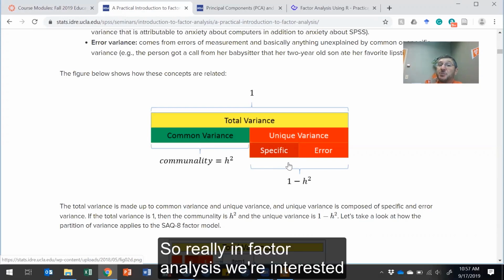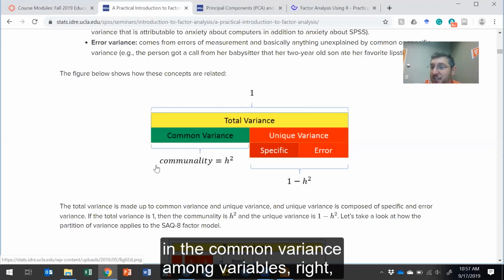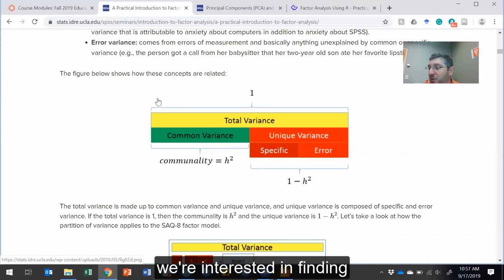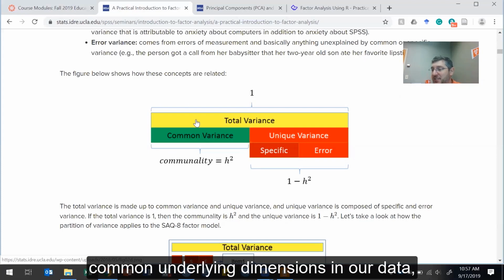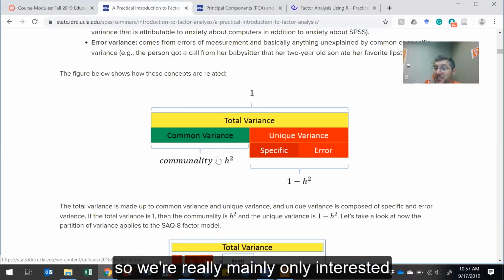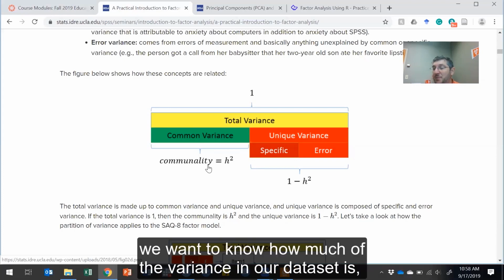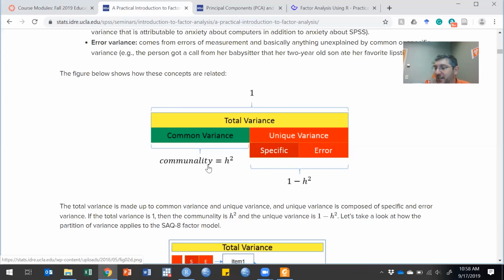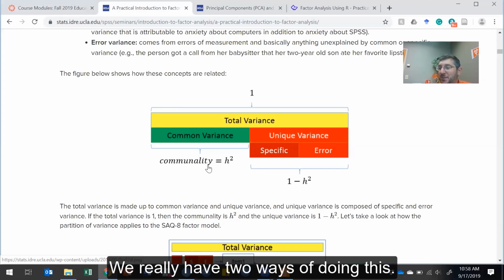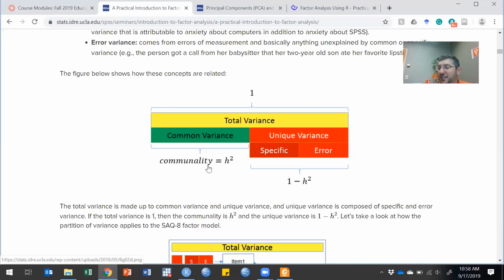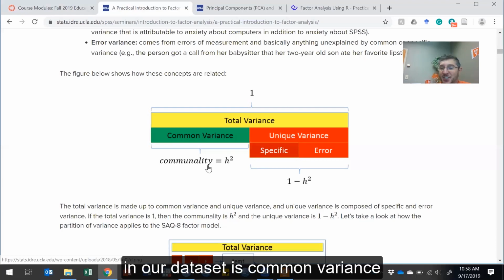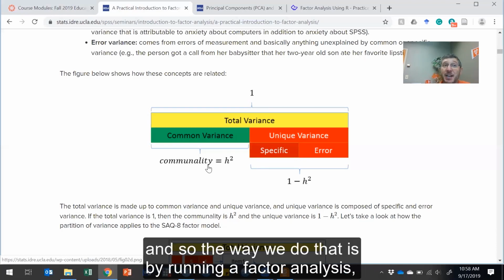So really in factor analysis, we're interested in the common variance among variables, right? We're interested in finding common underlying dimensions in our data. So we're mainly only interested in the common variance. When we run a factor analysis, we want to know how much of the variance in our data set is common variance. And the way we do that is by running a factor analysis.